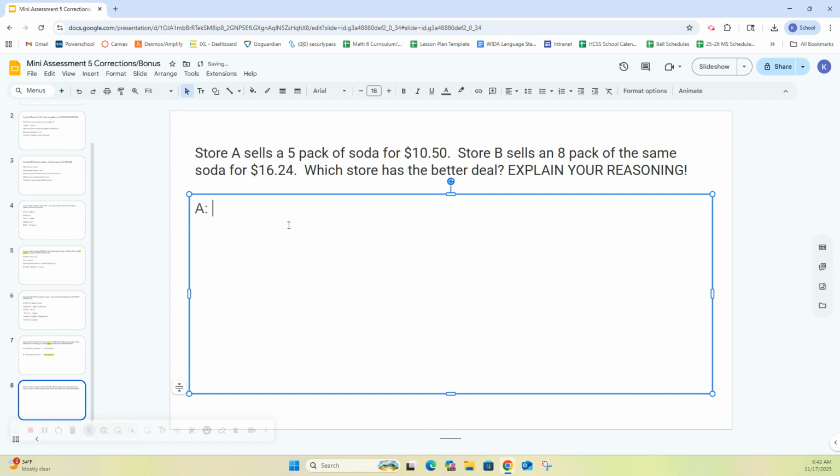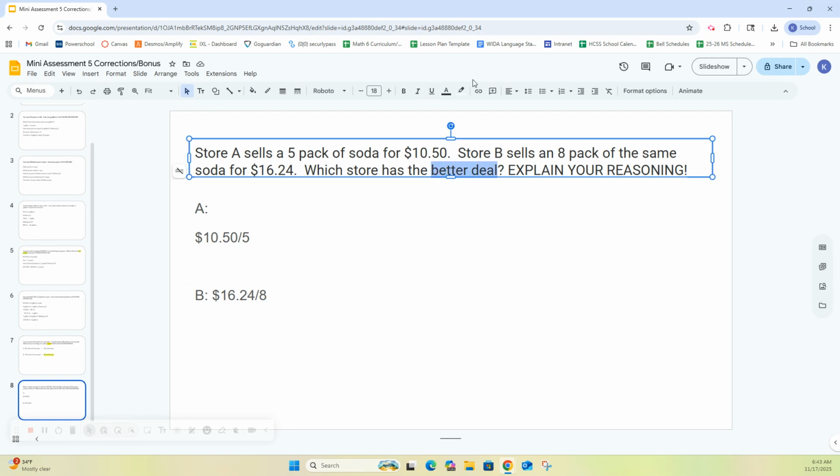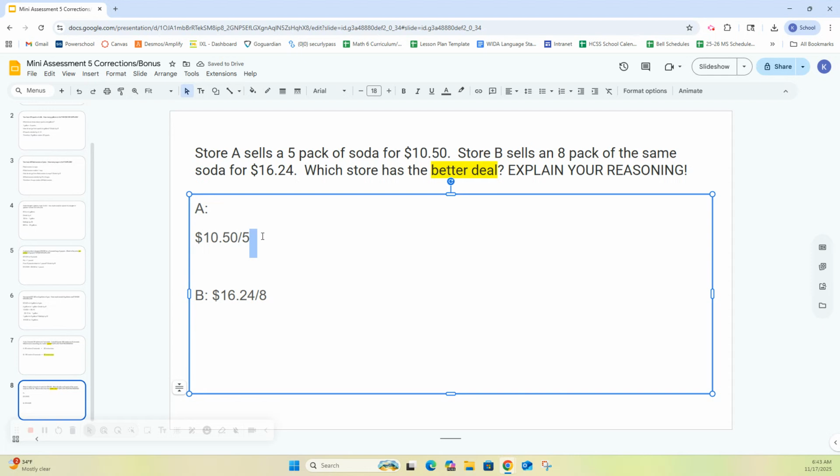Store A sells 5-pack of soda for $10.50. Actually, I'm going to write it the other way around. You always want to write the money first. Store B sells an 8-pack of soda for $16.24. Which has the better deal? Explain your reasoning. So we want to know the better deal, meaning which price is cheaper per one. That is what we want to know here.